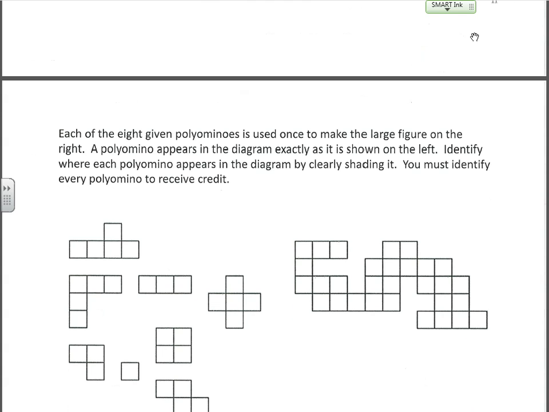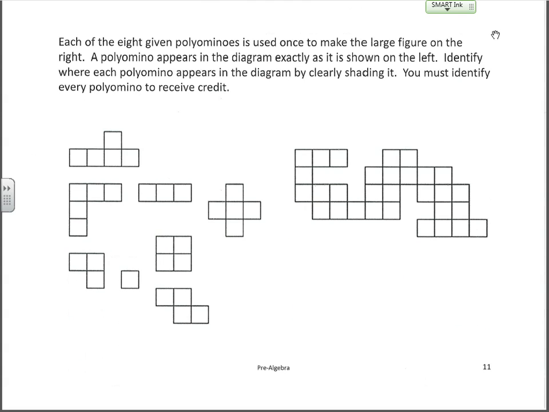Then the last page, polynomials here. Where in the figure does each of those 8 polynomials appear? Remember, they aren't flipped, they aren't rotated, they aren't anything like that. You need to identify where they are. Okay, so that's math packet number 11.